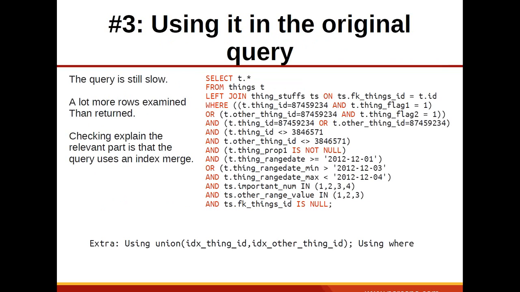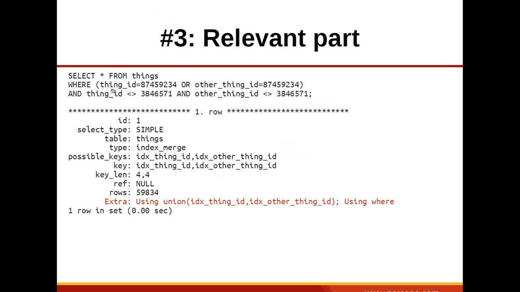So if we want to get, like in the first example, the problematic part of the query, we want to construct a simplified query which shows similar behavior to the original one. And if we optimize that, the original one will be optimized also. And that query is this: where thing ID is this, or other thing ID is this, and thing ID is not this, and other thing ID is not this. Let's say that this is a site where you are searching for things, but you don't want to search for your own things. Okay?